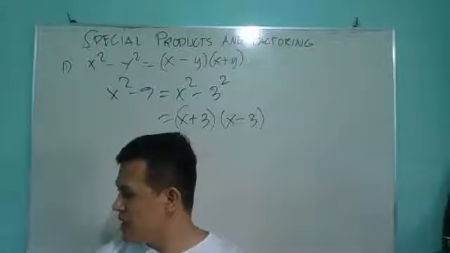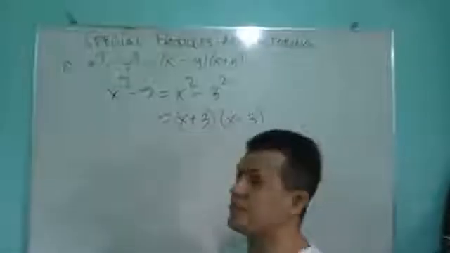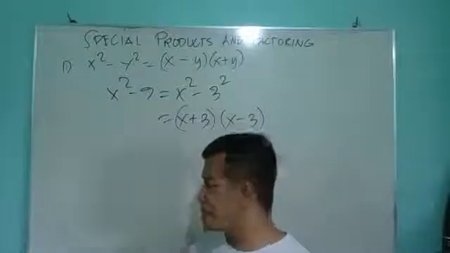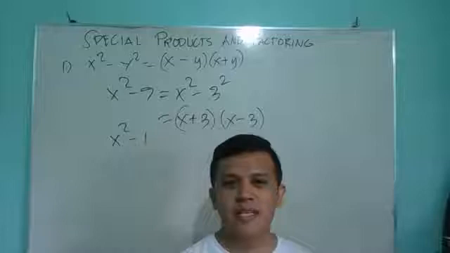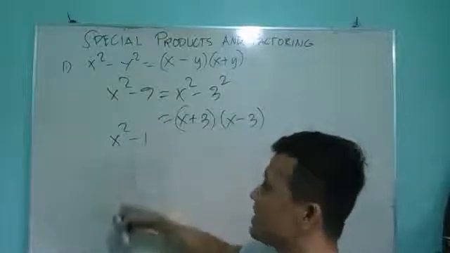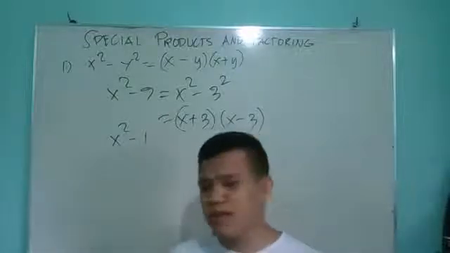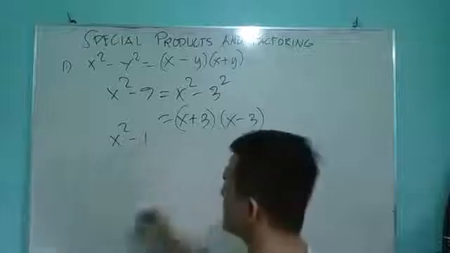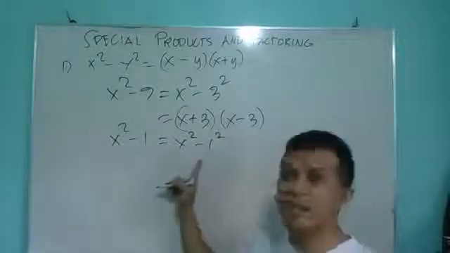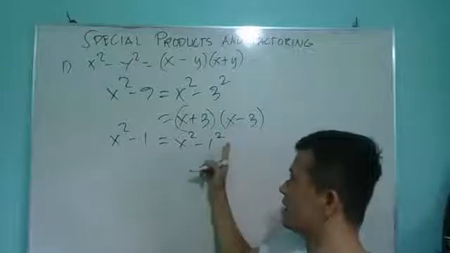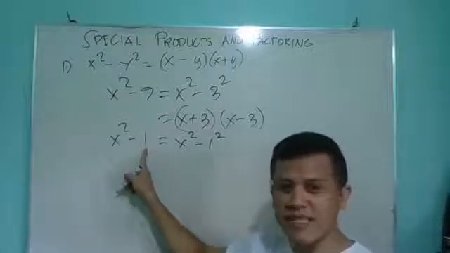Next one, there are actually variants of this, like x squared minus 1. How are you going to do this? Remember that 1 can be expressed as cubed, squared, or raised to 4 and so on. So we have x squared minus 1 squared, right? We can do this because 1 times 1 is just the same as 1.